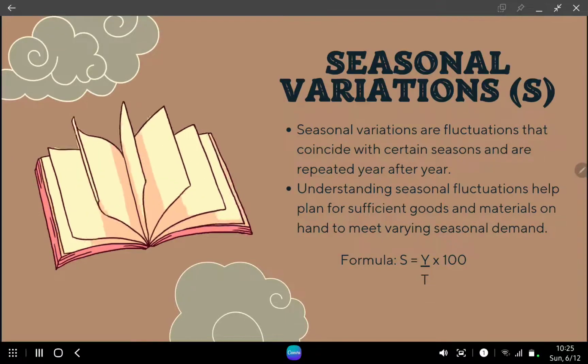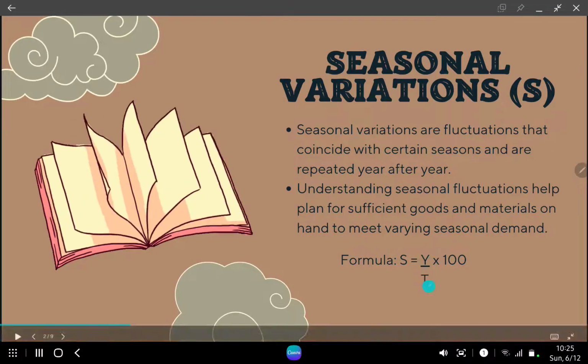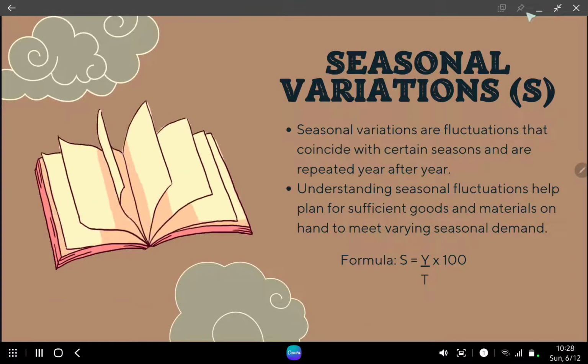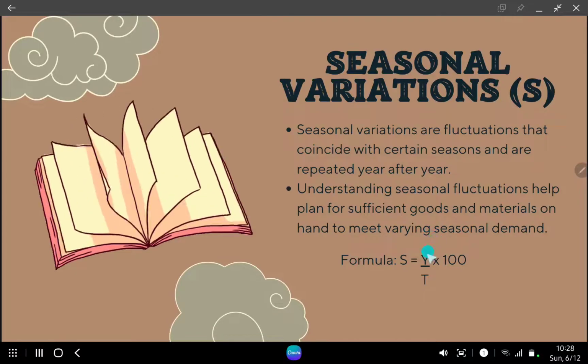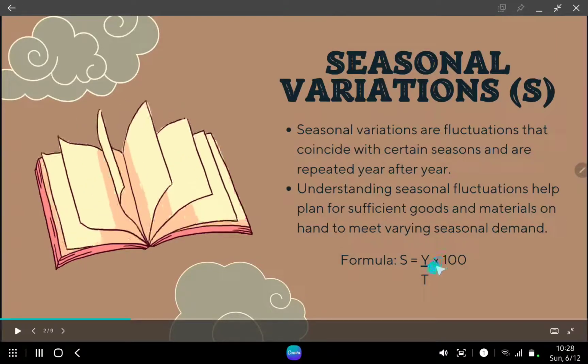So this is the formula for seasonal variation. S equals Y divided by T multiply with 100. Y is the sales and T is the trend. So sales divided by trend and multiply with 100.